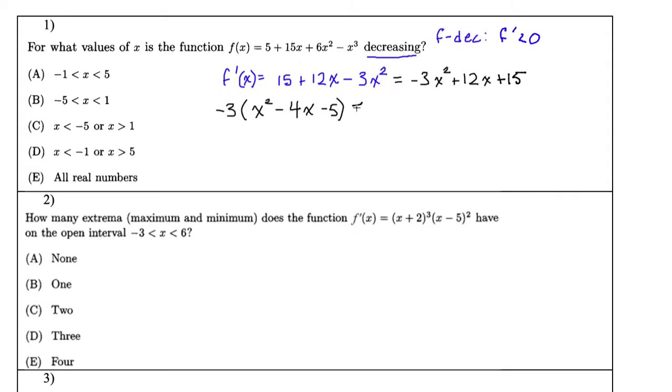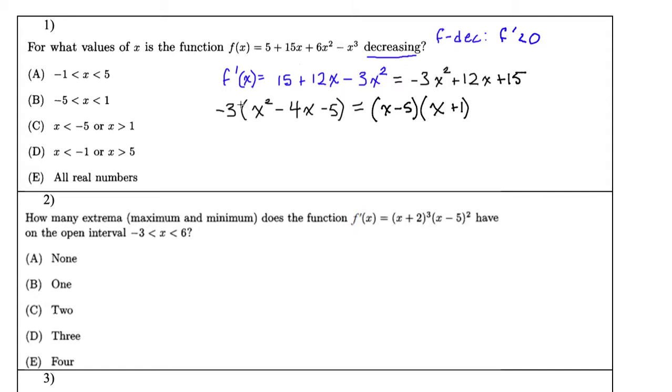Okay, I'm going to factor this even further. So now this problem right here is going to be a ninja star problem, or you can just factor this in your head. What times what is negative 5? Well, 1 and 5, or 1 and negative 5, or negative 1 and 5. If the middle term is negative, the bigger number 5 has to be negative, so it's going to be x minus 5 times x plus 1.